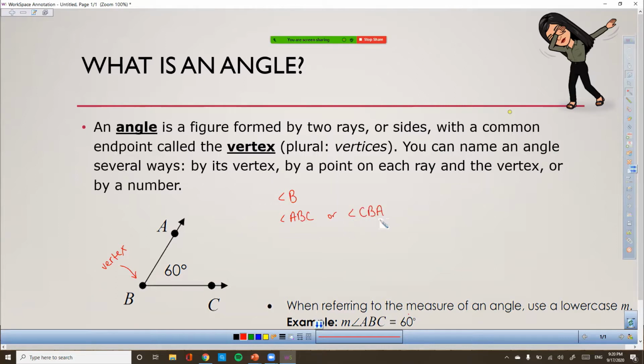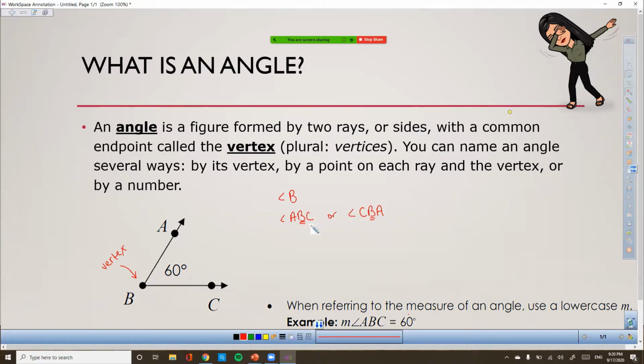What do you notice? That the vertex always has to be in the middle. When you name it in this format, the vertex always has to be in the middle. The other two letters, the order doesn't matter because the way you name it tells you how to build the angle. In this case, you start at point A, you go to point B, and then you go to point C, which makes your angle. Or in this other format, you can name it as angle CBA. You start at C, you go to B, and then you go to A. So both ways are correct.